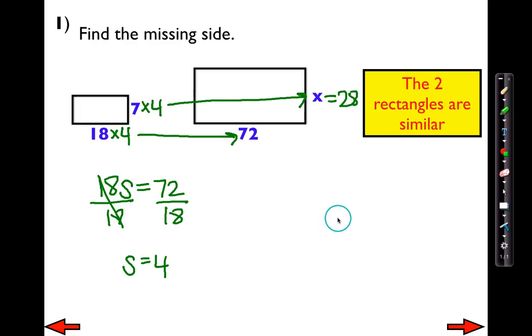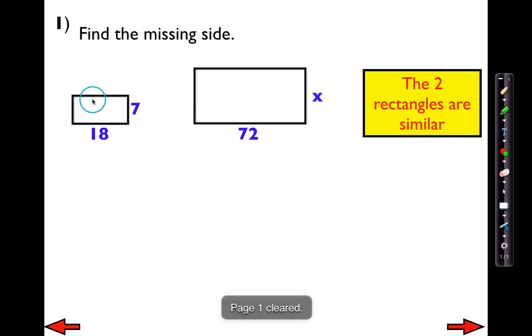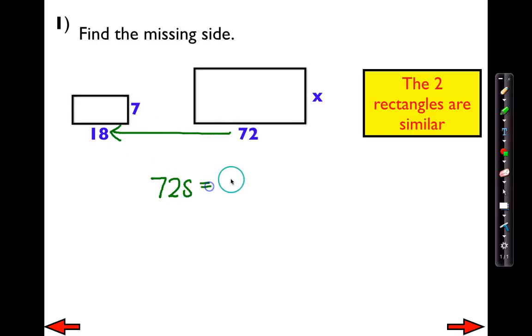However, is there another way to go about this? Yes. I went from the smaller rectangle to the larger rectangle, and that's why my scale factor was greater than 1, because the shape was getting larger. But if I went from the larger rectangle to the smaller rectangle, then my scale factor is going to be less than 1 because the shape is getting smaller. So we could have reversed it and say, okay, 72 times what scale factor S is going to give me 18.